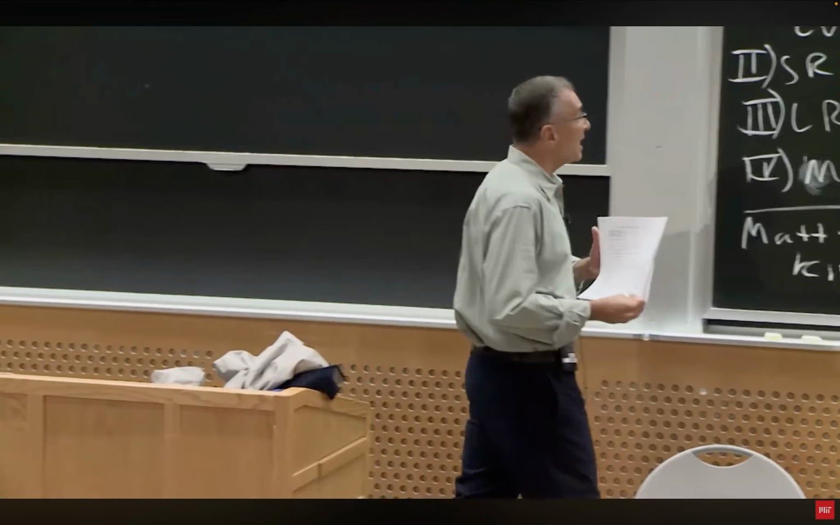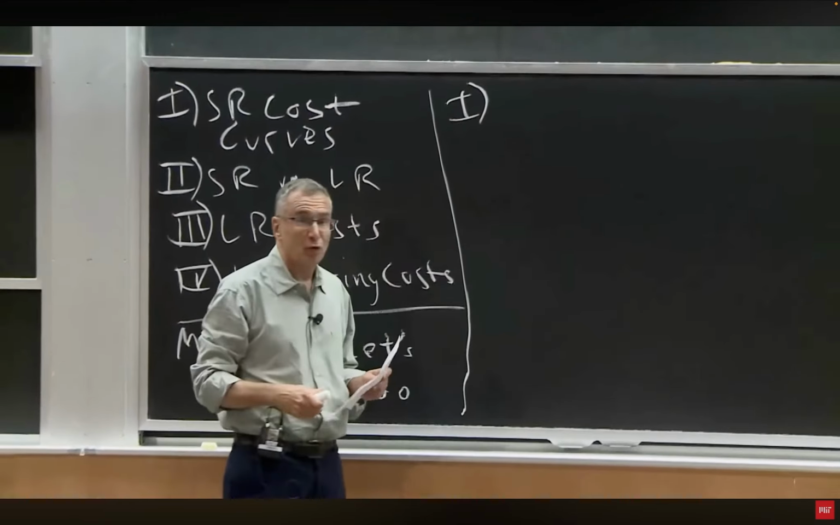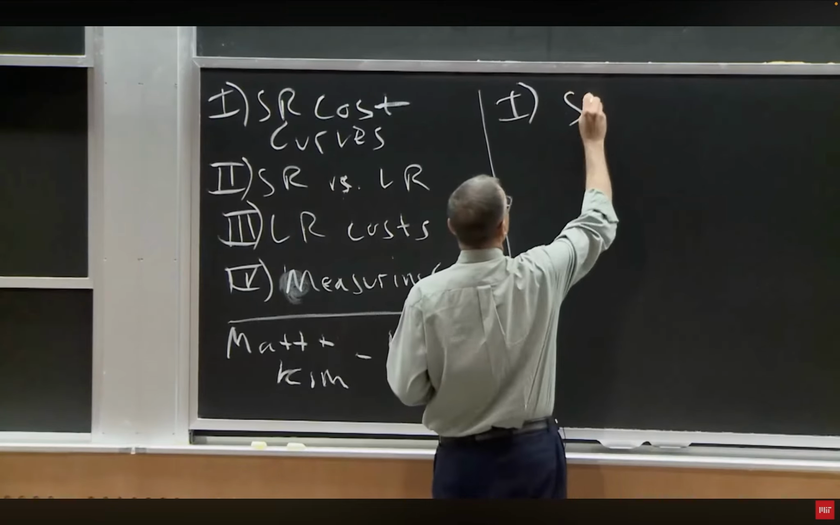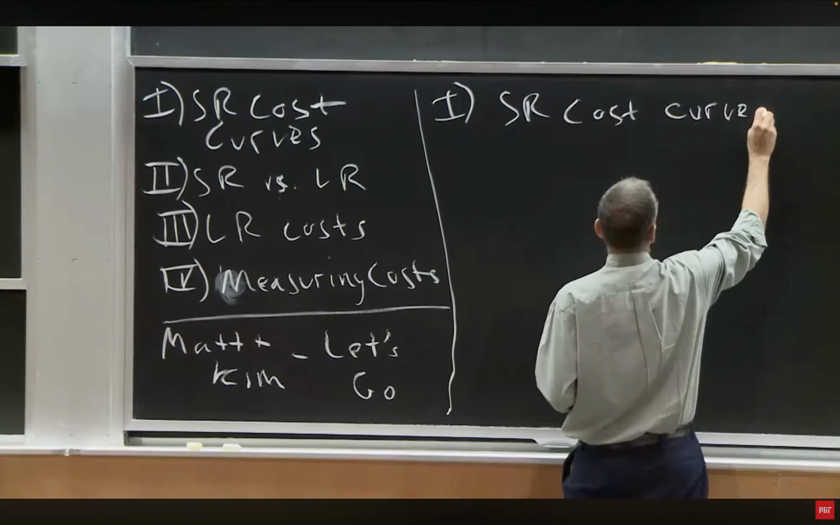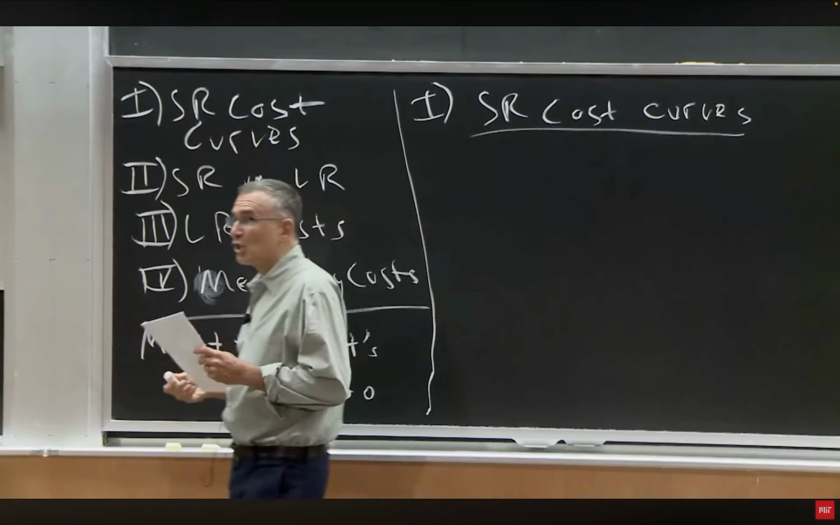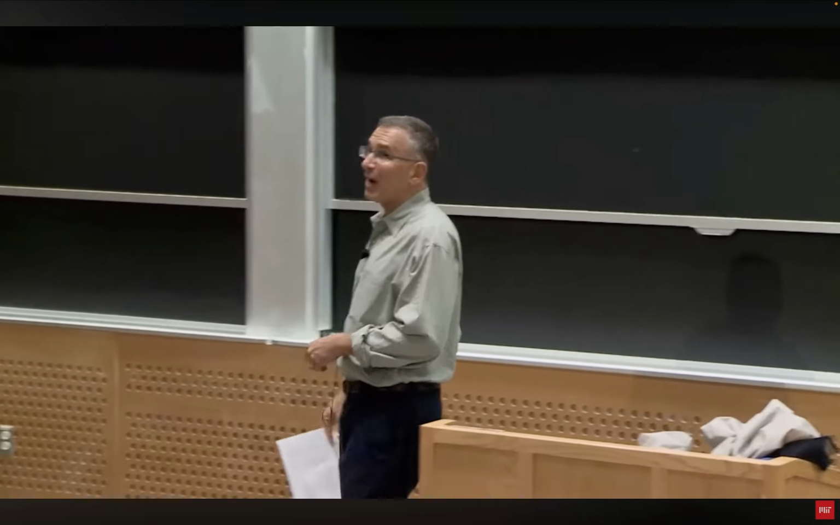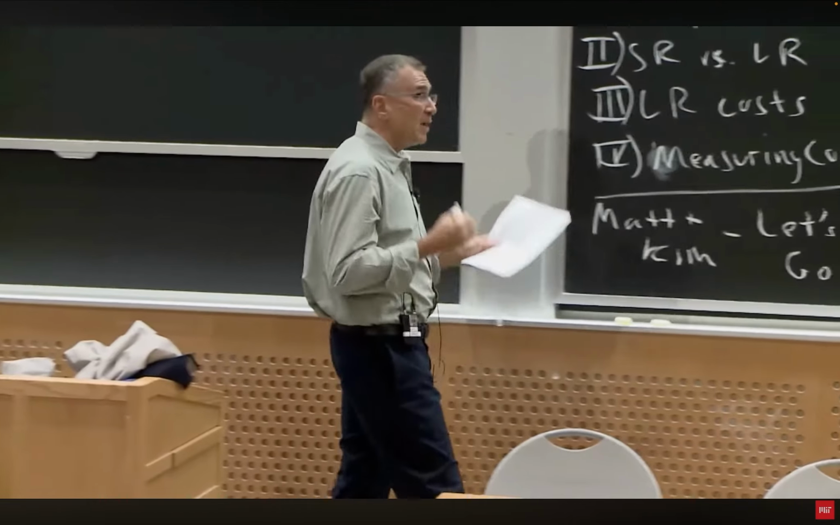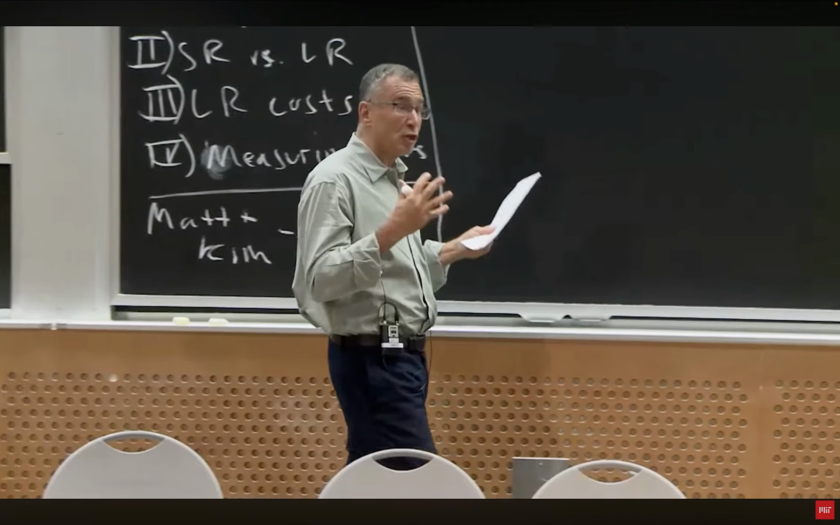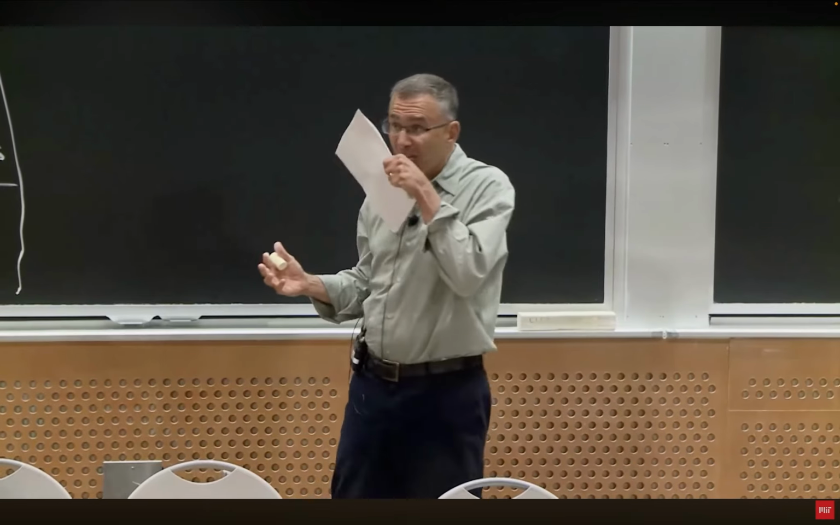So we're going to start today by talking about a key construct of producer theory, which is short-run cost curves. Remember, the short run is the period of time over which some inputs are fixed, in our case capital, and other inputs are variable, in our case labor. Okay? So last time we developed a firm production function. Now I want to translate that production function into costs.